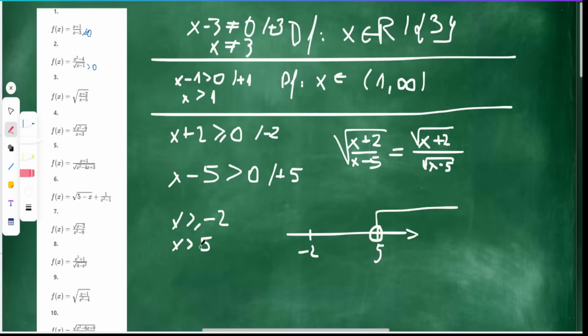Then we can do the same with minus 2. Only in this place we have a circle painted over. It means that minus 2 also belongs to this interval that we draw. And we also draw it to the right, because x has to be greater than or equal to minus 2. Then we check where these intervals meet. They meet in this space.